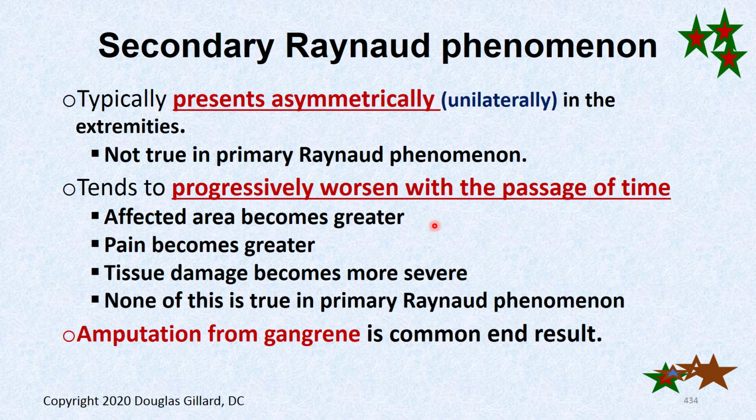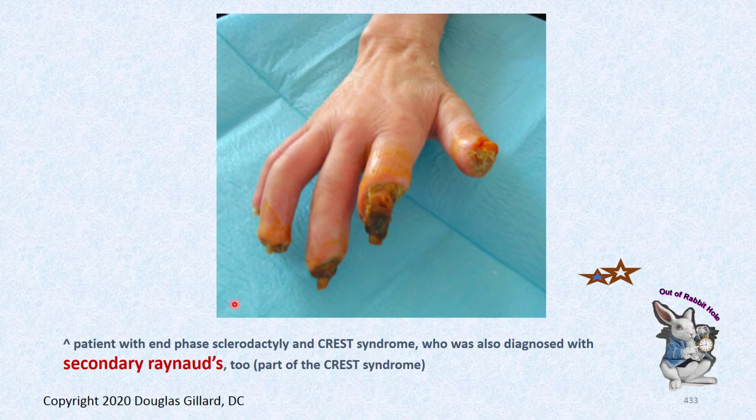Secondary Raynaud's, I really just talked about it. It typically presents asymmetrically, as we said, not true of primary Raynaud's. It tends to progressively worsen. And remember, it starts out as a little whiteness like in that one picture. That's there. It doesn't go away. But pretty soon it'll start turning a little bit bluish looking. And it doesn't progress to the red stage because vasodilation never occurs. So tissue gets more and more destroyed as the beaver dam gets stronger and stronger. And eventually it ends up with gangrene and you have to amputate, right?